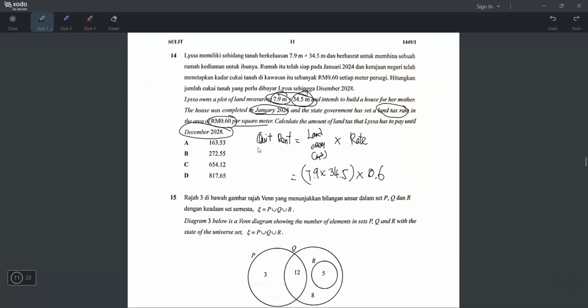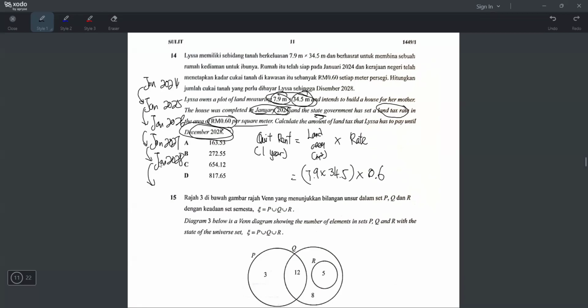But this formula calculates quit rent for 1 year, the cukai tanah for 1 tahun. Now they mentioned the house was completed in January 2024, but they are asking for the total amount to pay until December 2028. So we have to count how many years. After 1 year will be January 2025, 1 more year January 2026, 1 more year January 2027, 1 more year January 2028. But actually you have to go 1 more, because they want to go until December 2028.